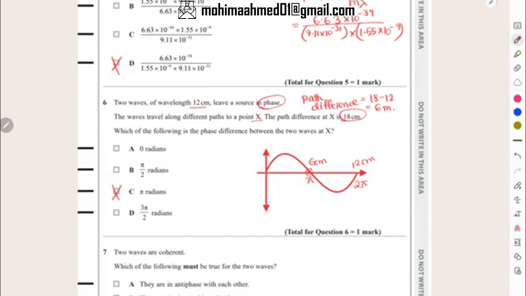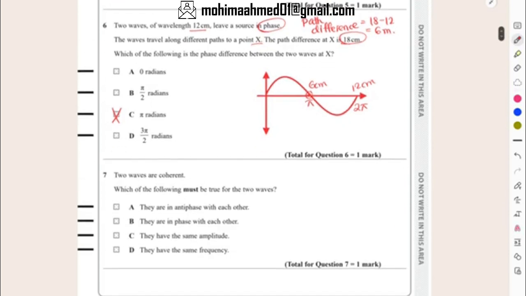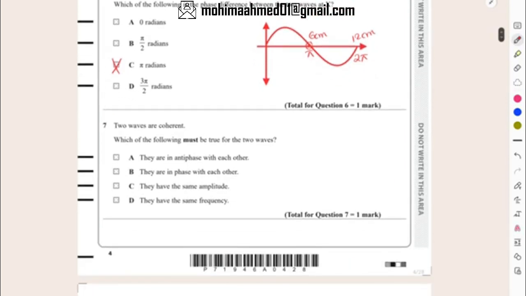So you should always draw a diagram like this. At first, find the path difference, and then using that path difference, you draw a diagram and find that position on the wavelength, right? Like at what position the path difference is situated, and according to that you find the angle difference. This was it. So we'll move on to question 7.